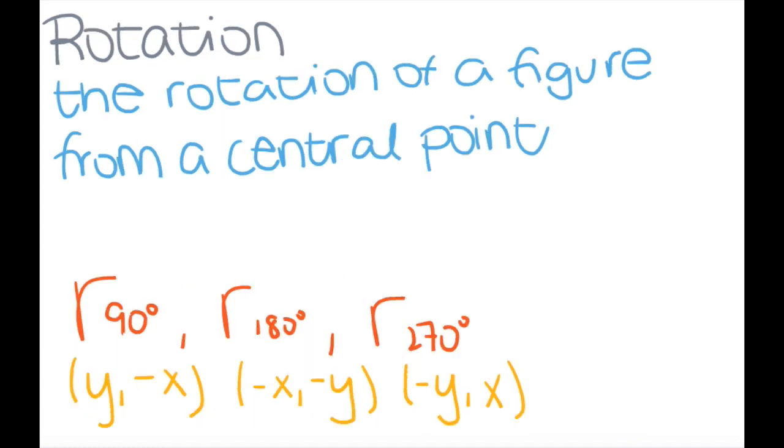And lastly is rotation, which is the rotation of a figure around a central point. There are 3 types of ways it's shown, which is rotation 90 degrees, 180, or 270. We wouldn't do rotation of 360 because then it'll just be the same figure. So underneath are the formulas for each of these types of rotations, which are right here.